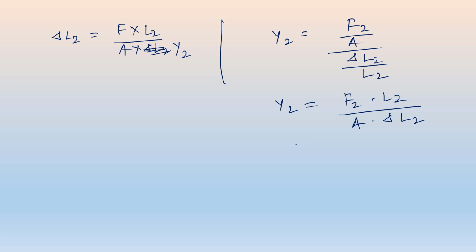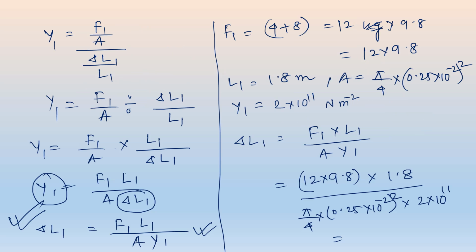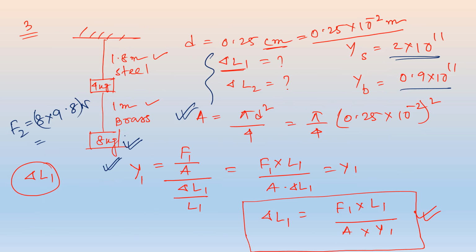And if I want to find out the expression for delta L2, just interchange these two quantities. If these two quantities are interchanged, then delta L2 will be equal to F2 into L2 divided by A into Y2. Now in this case, whatever I have just explained, if you want to expand that brass wire, the weight that will help you out is 8 kg. Now in this case, the force should be 8 into 9.8, right? L2 is given as 1 meter. Area is given. You just have to find out that delta L2.